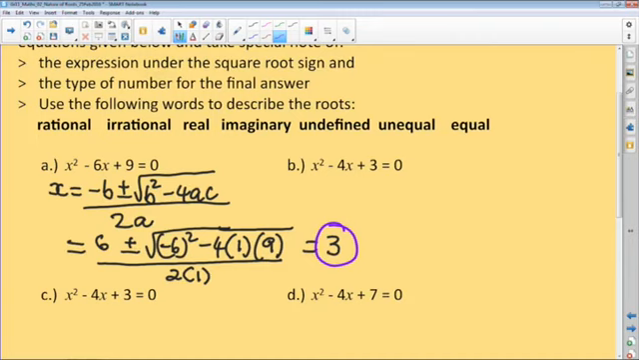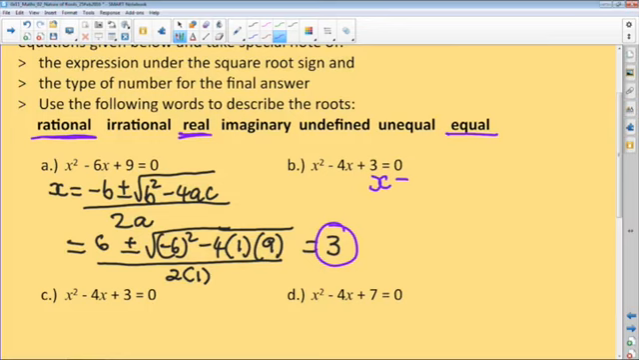The type of number, the final answer, is a rational number. Then you have to describe this in words. What we discovered for this example is that this is real, and it's also a rational number, and it will have equal roots. Now I've given you B and D to also look at. We'll just quickly run through.